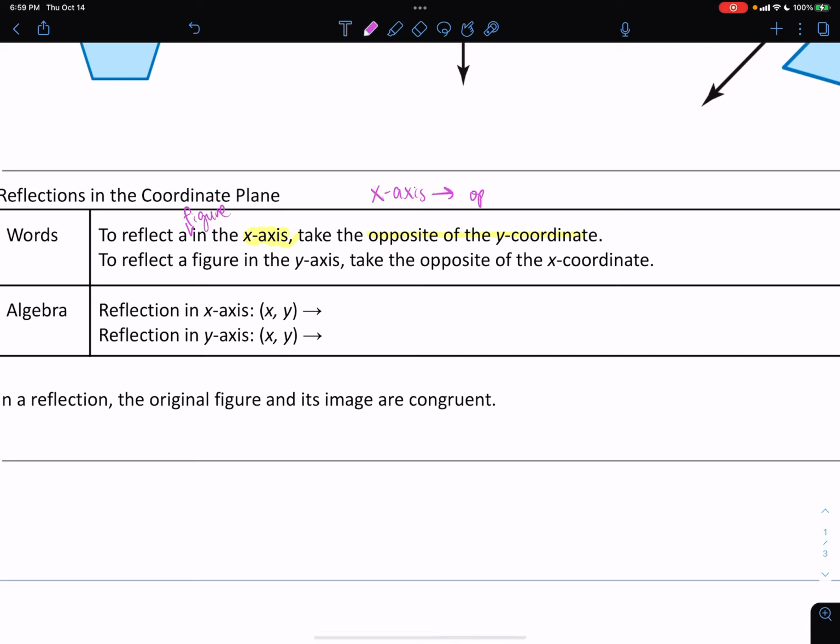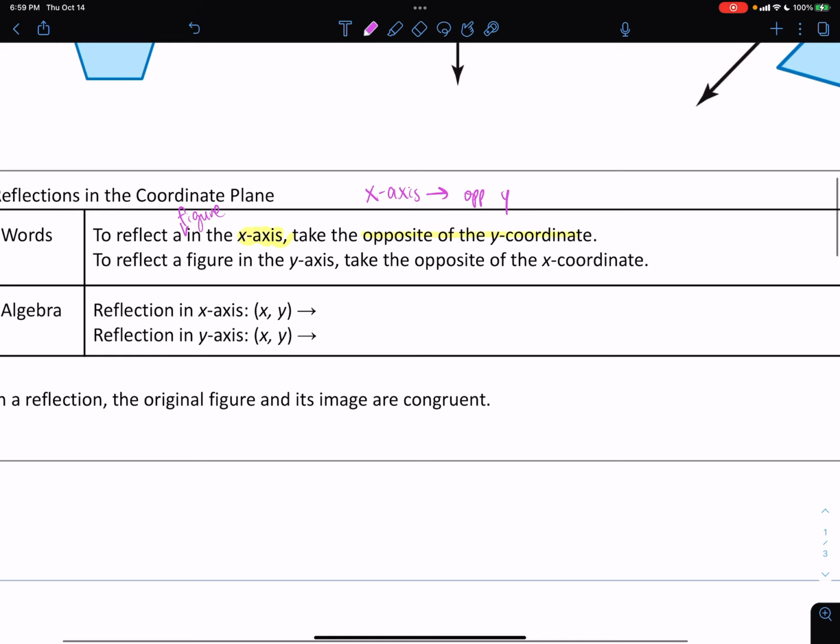On the other hand, if I want to reflect across the y-axis, I'm going to do the opposite of the x-coordinate. So if I want to reflect across the y-axis, you take the opposite of your x. So those are the key things on how to solve all of this.